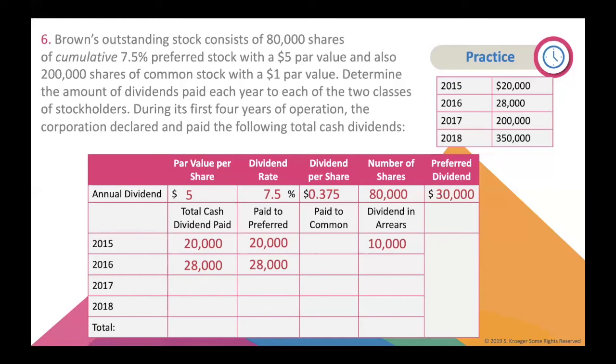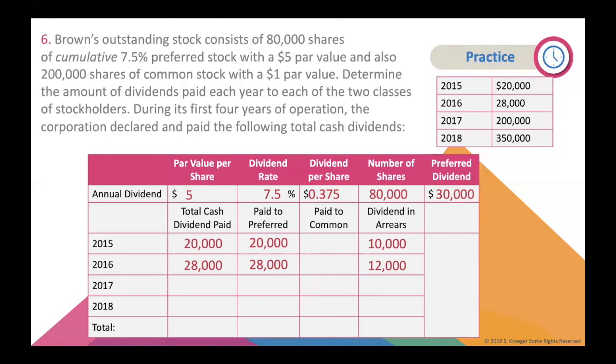Once again, no. Are we still in arrears? Yes. We are actually even further behind. We owed them 10,000 from 2015. How much do we owe them from 2016? It's another $2,000. The total is $12,000. I have some students who get confused here and want to just put in the $2,000. However, it's the total amount that we are behind as of that year. We are $12,000 total behind. 10,000 from one year, 2,000 from the next year.